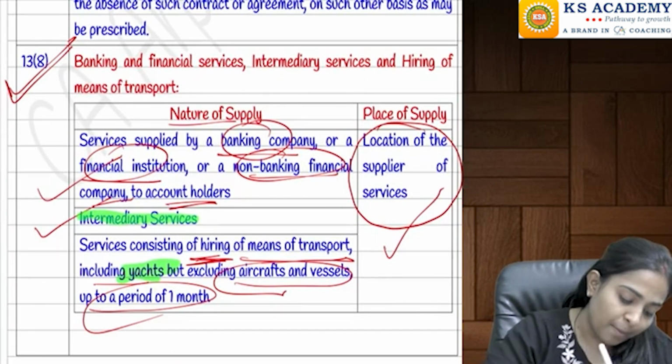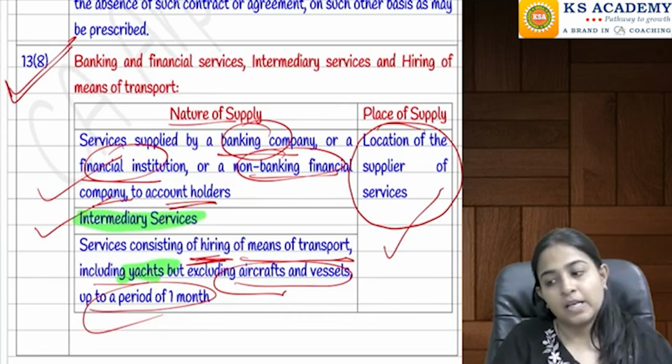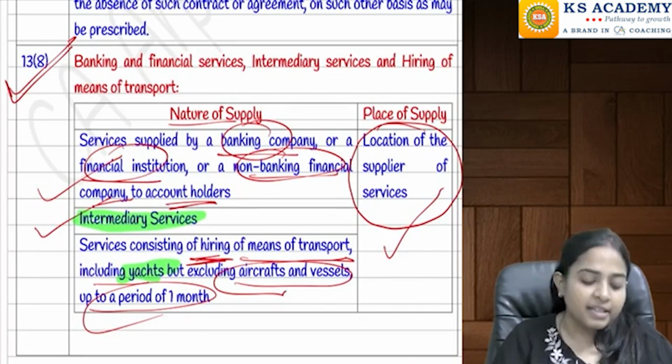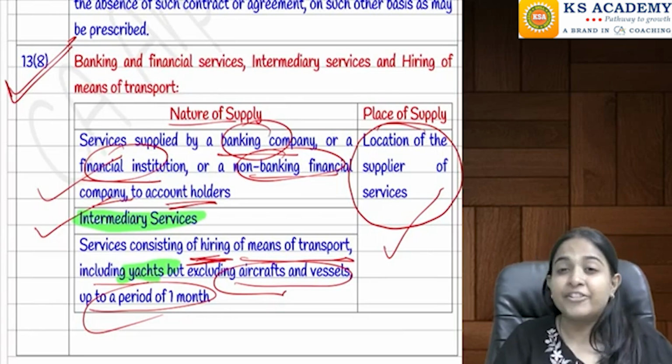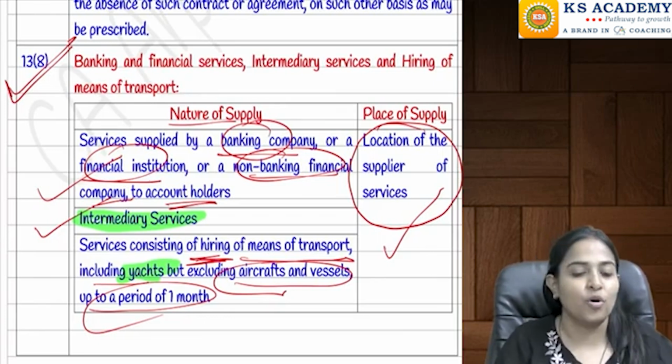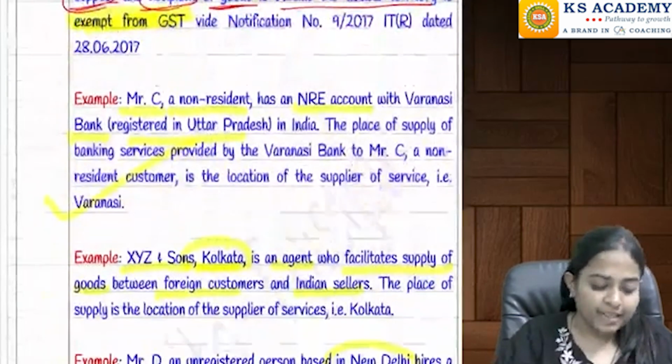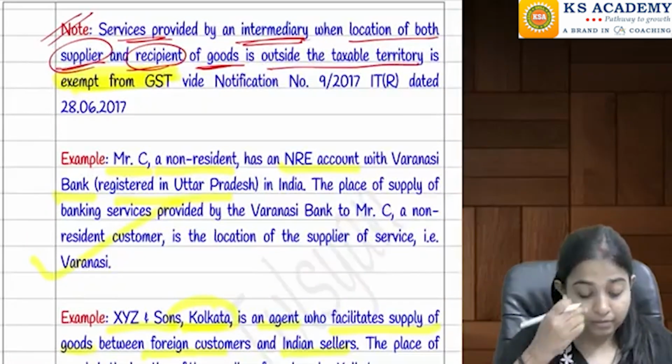Also remember this for intermediary services. The intermediary definition we have already discussed: an intermediary is an agent, a person who is not doing the transaction on his own account. Then after that, let's go to the next one.